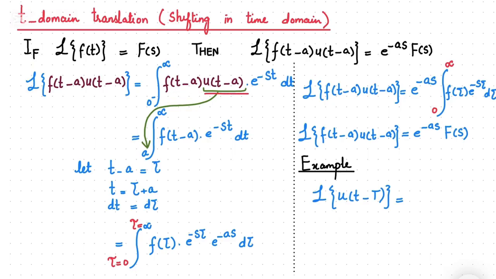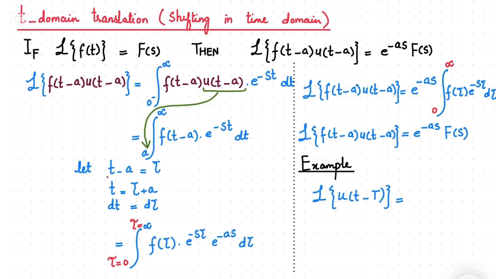So u of t minus a means the value would be 1 starting from t is equal to a onward, from t is equal to a up to infinity, and the value would be equal to 0 from minus infinity to just before a. So we have replaced this u of t minus a by 1 and we converted the lower limit to a. Why a? Because we are replacing this by 1 and this value would be 1 starting from a up to infinity. So lower limit is a, upper limit is infinity. u of t minus a is replaced by 1 and the rest of the thing is f of t minus a as it is, and the rest of the things are all the same.